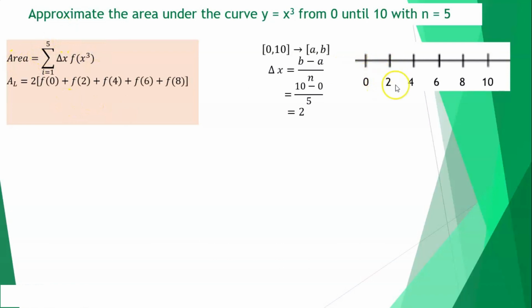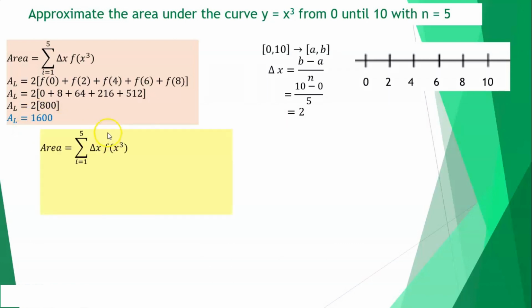So you have here 0, 2, 4, 6 until 8. So 0 cube is 0, 2 cube is 8, 4 cube is 64 until 8 cube, which is 512. So with this, add all of this. So this would total 800 times 2. So making use of the left endpoints is 1600. So take note, this is under approximation.